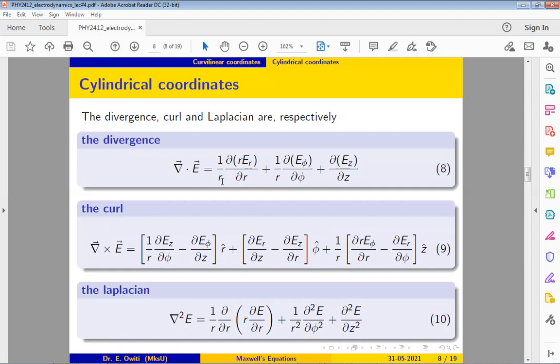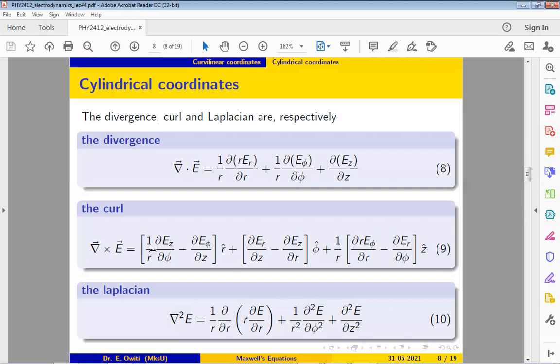The term in the center has a coefficient 1 over r simply multiplied by the partial derivative with respect to phi, but acting on the phi component. Let me call them the r component, the phi component, and the z component. So you need to really take note of these coefficients. Like for example, this 1 over r, and then you have r, er. The center is only acting on the phi component, and the last one is acting on the z component.